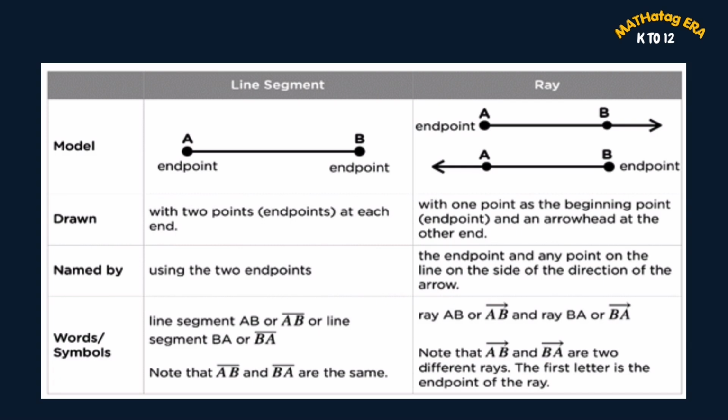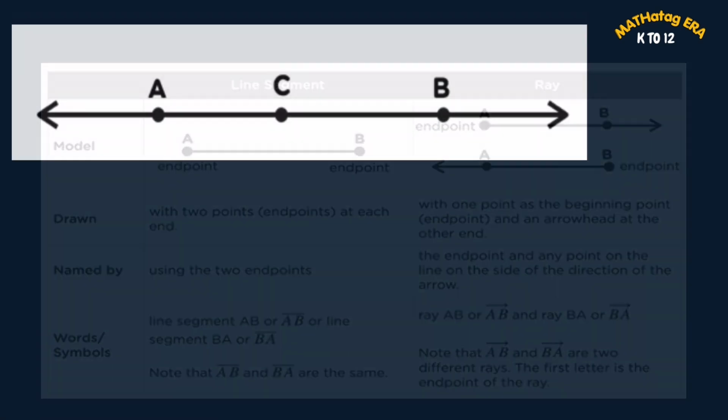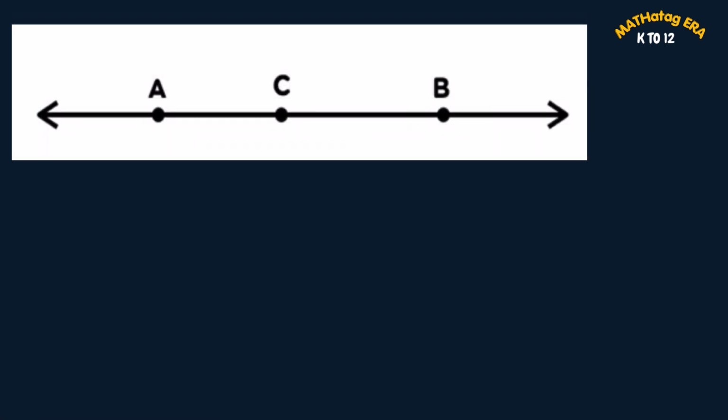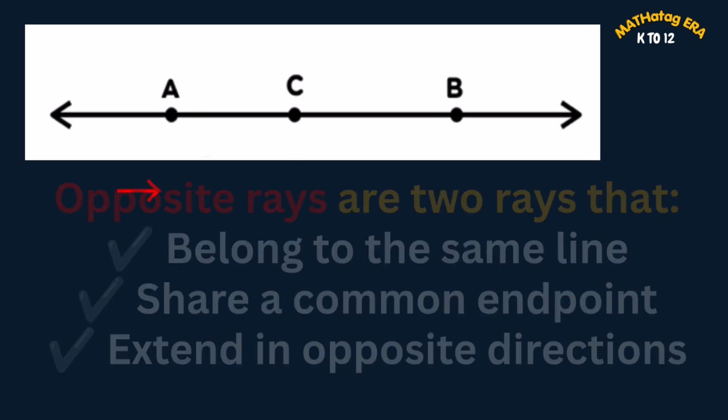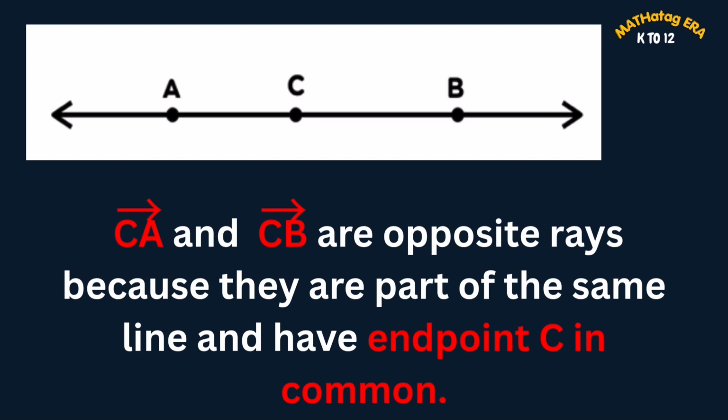Observe the figure. Meron tayong point C in the middle, while point A and B are on opposite sides. Yung ray CA and CB start at the same endpoint, which is point C. These rays extend in one opposite direction along the same line. Kung ang dalawang ray share the same endpoint, lie on the same line, and extend in one opposite direction, ang tawag dyan ay opposite rays. What is the common endpoint of rays CA and CB? Correct. The common endpoint is C.